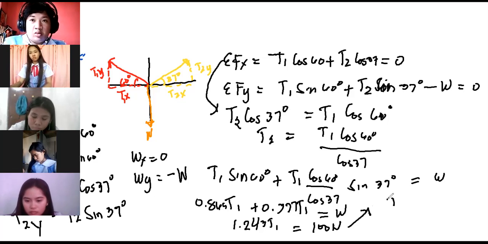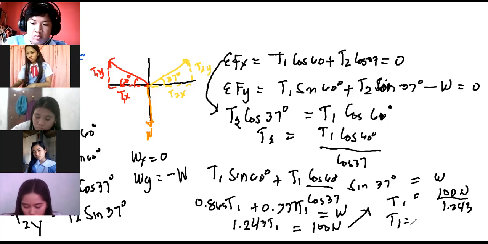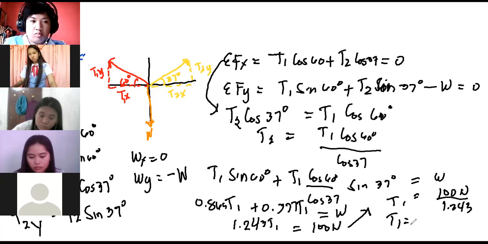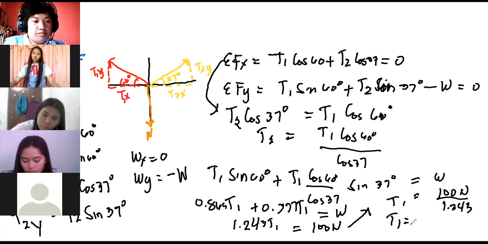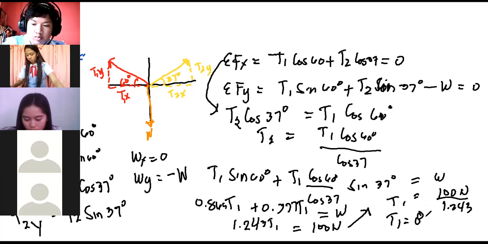So your tension 1 will be equal to 100 Newton divided by 1.243. So you divide that, 100 divided by 1.243, and the answer is 80.45. So this one is 80.45 Newton. So that will be your tension 1.